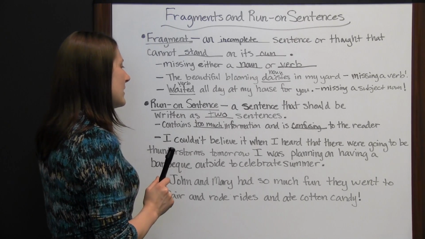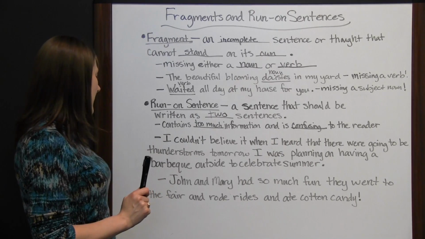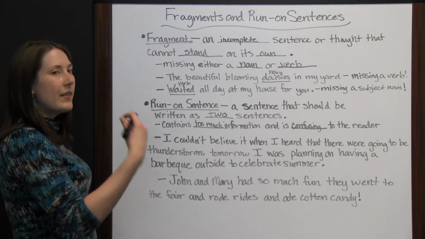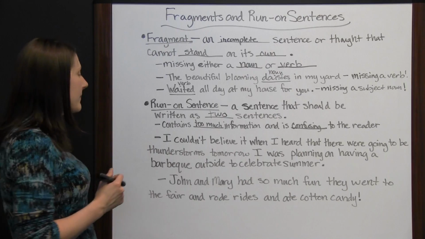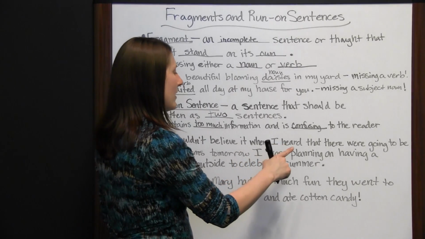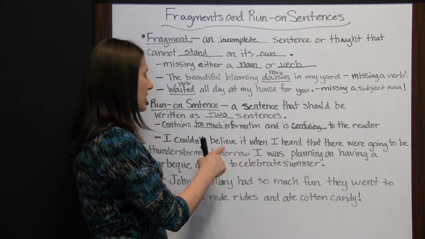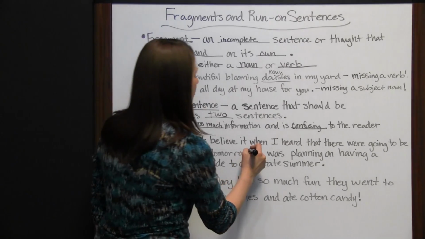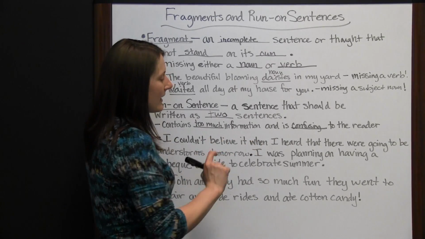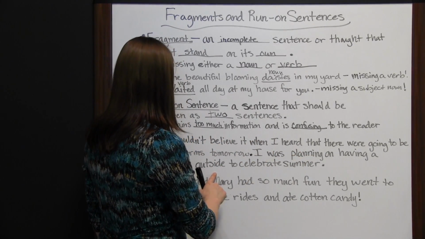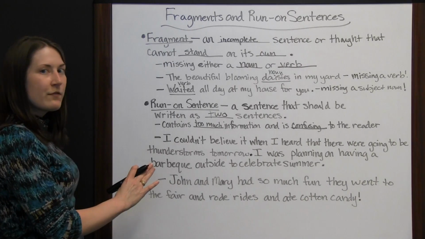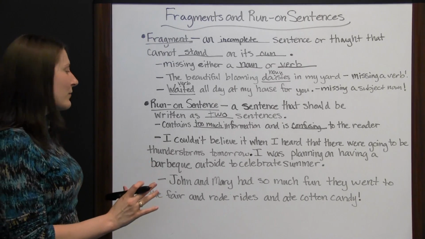I couldn't believe it when I heard that there were going to be thunderstorms tomorrow. I was planning on having a barbecue outside to celebrate summer. This is a lot of information, so we need to see where one thought ends and another one starts so that we can split it up. I couldn't believe it. Well, we want to know what she couldn't believe. I couldn't believe it when I heard that there were going to be thunderstorms tomorrow. So all that is one thought. So we're going to separate this and put a period, and we would need to capitalize the next letter, but since it was I, it was automatically capitalized. I was planning on having a barbecue outside to celebrate summer. Now we have two complete sentences. They're separate, it's not too much information in each sentence, and it's not going to be confusing to the reader.